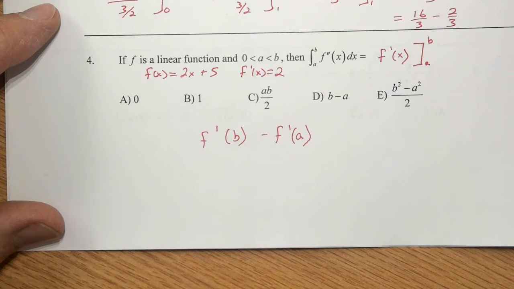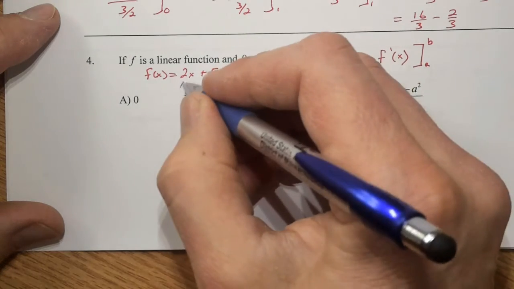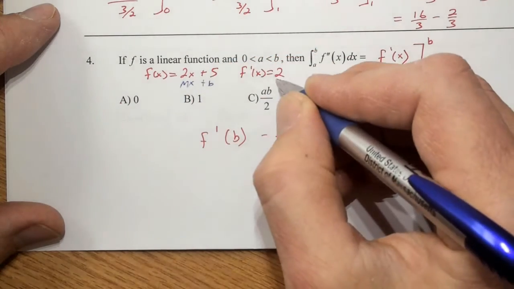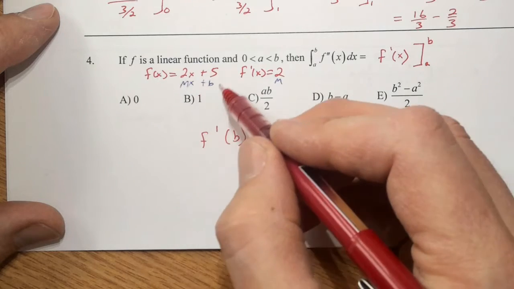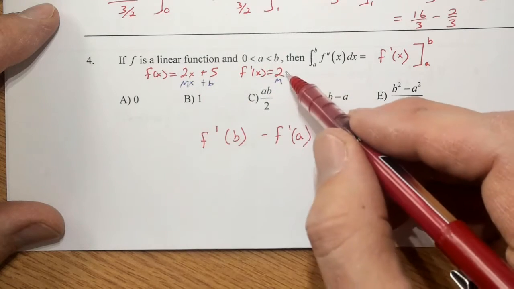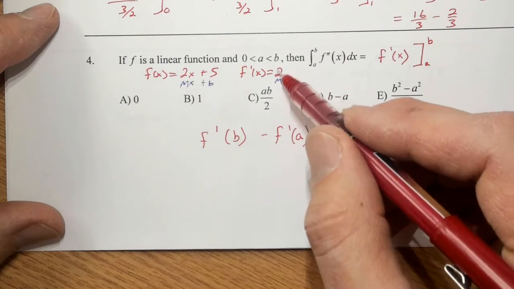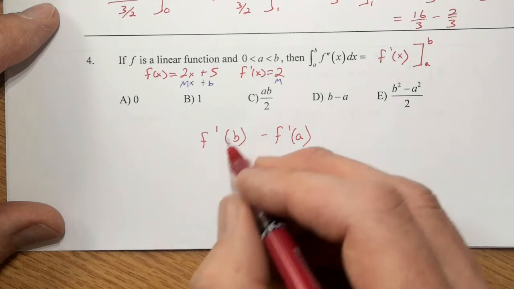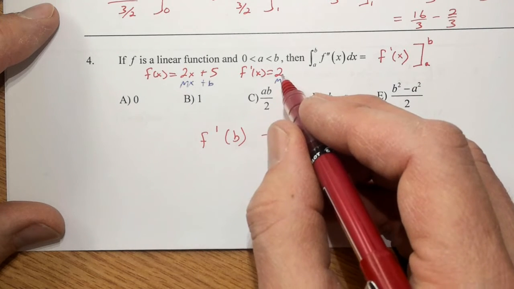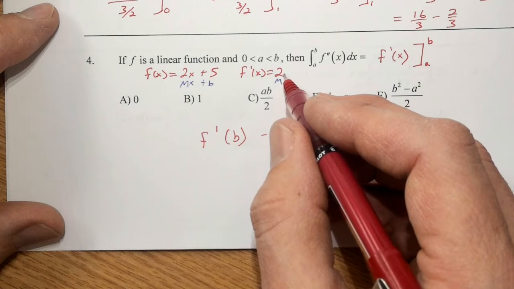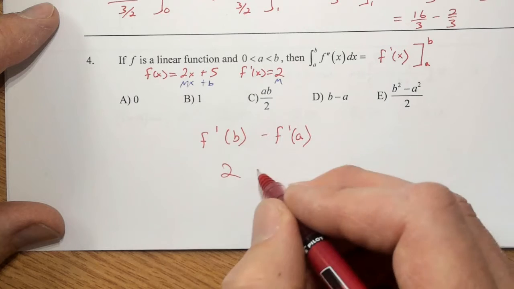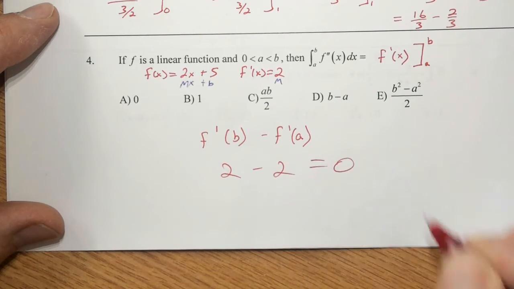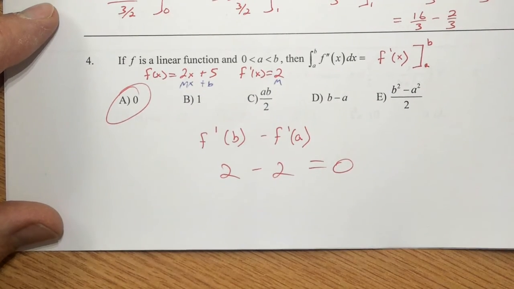If we wrote mx plus b here, then f prime of x would be equal to m. It doesn't really matter what you choose as your linear function. The derivative is just going to be the slope. It's just going to be a constant. So when we go to plug in b, we can't because there's no x here. It's just 2. So f prime of b would be 2, and f prime of a would also be 2, and that's equal to 0. So that's our answer, A.